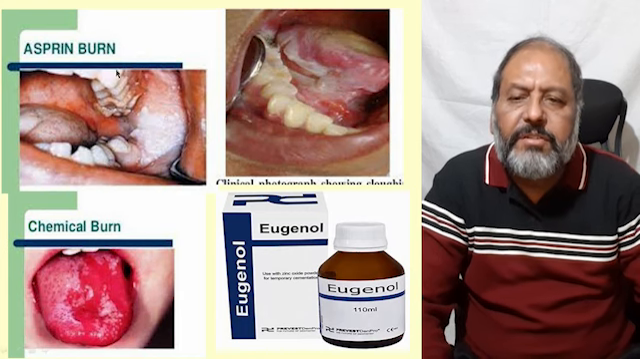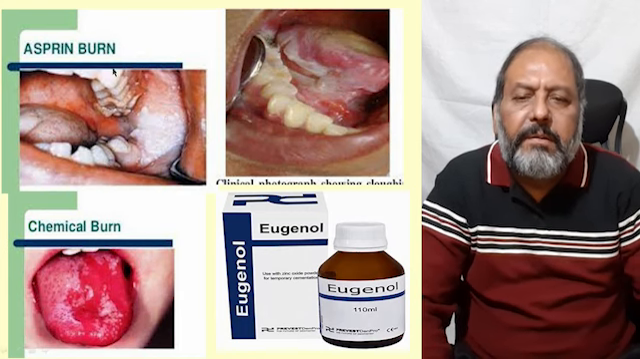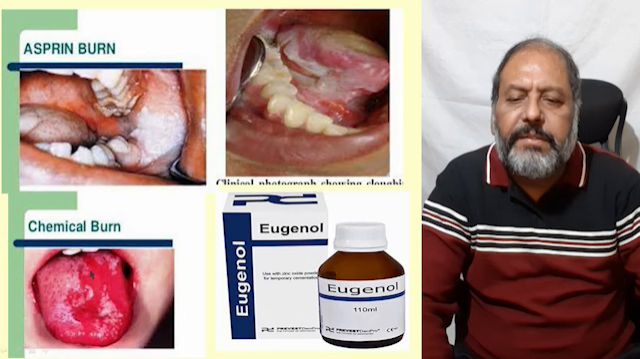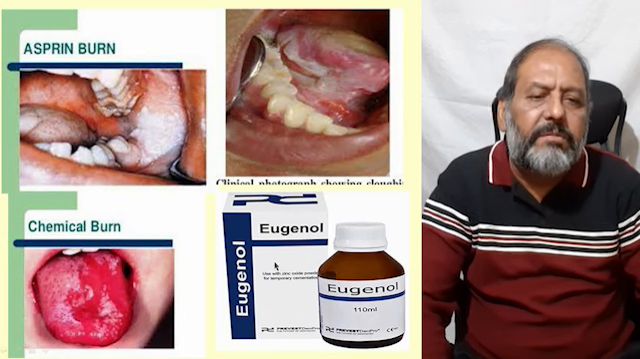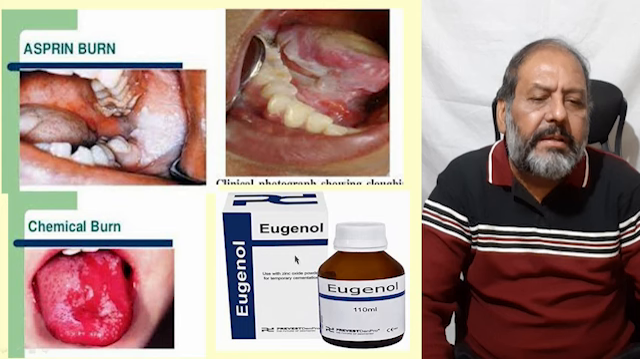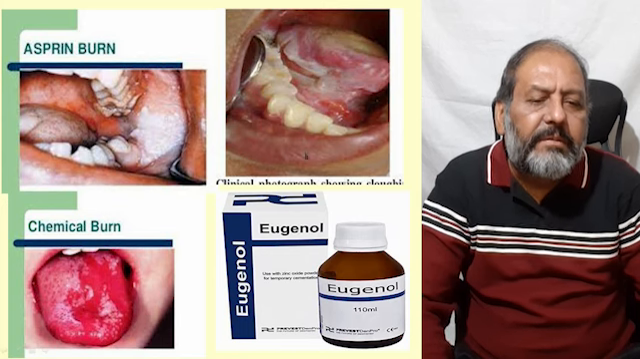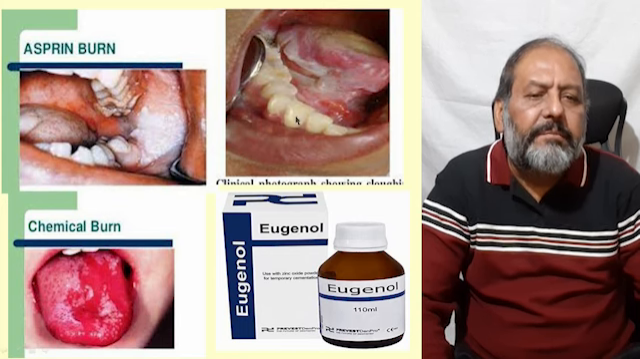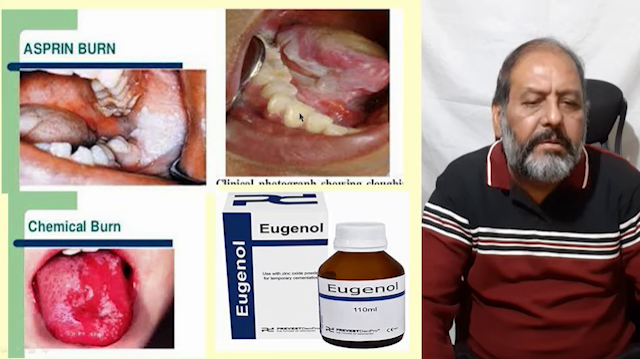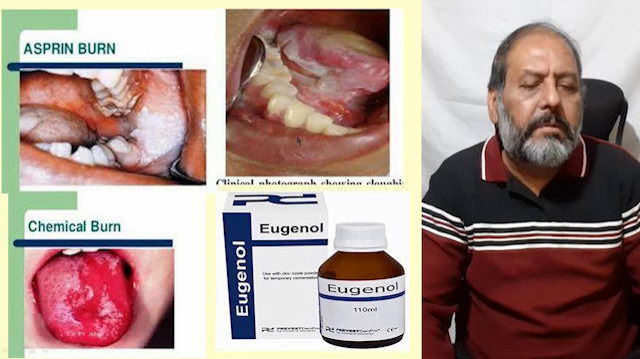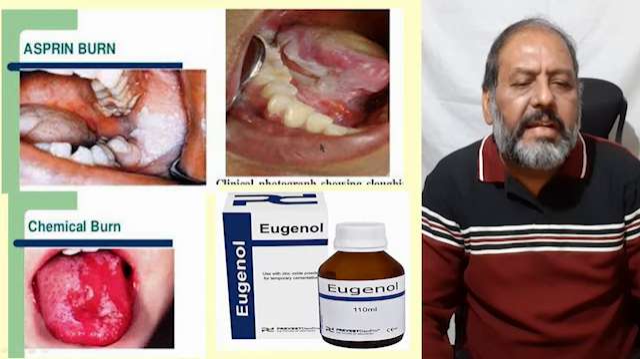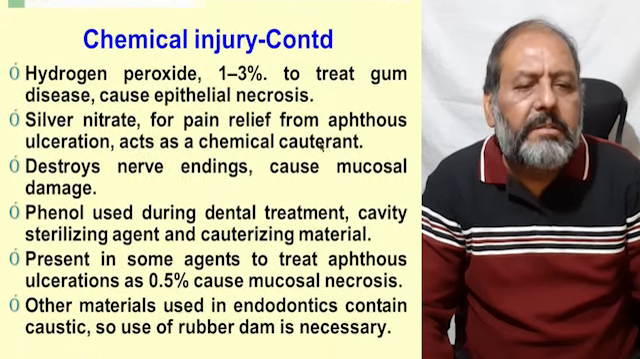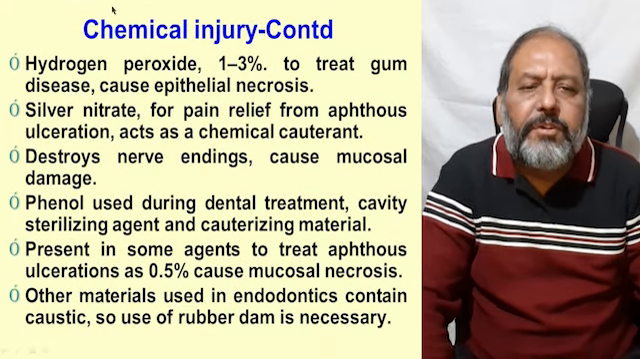Other caustic medications include eugenol and chlorpromazine. Here one can see the aspirin burn because of putting the aspirin there, and then a chemical burn from putting some chemical on the tongue, and here also one can see the eugenol and the chemicals which have been placed inside the cheek. So that is causing burns of a chemical nature.